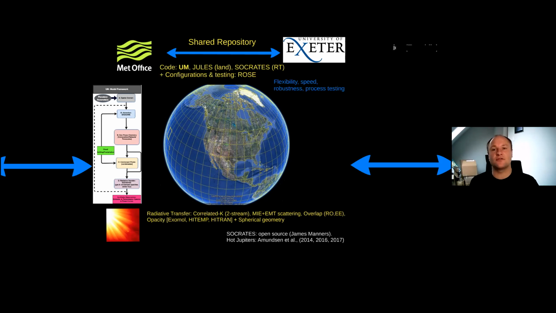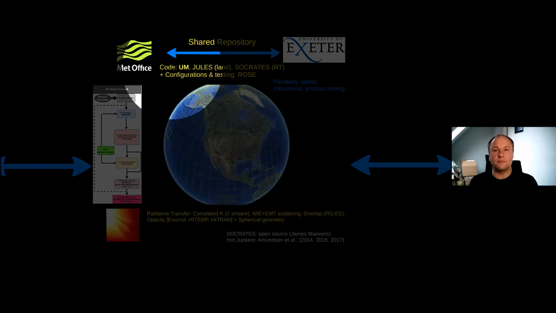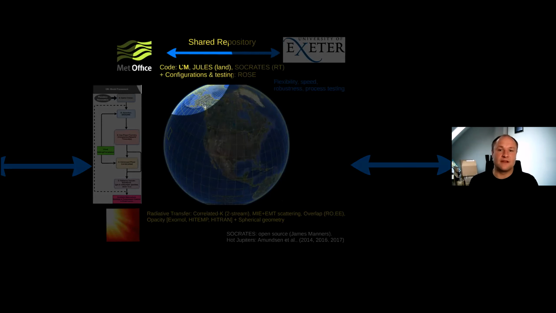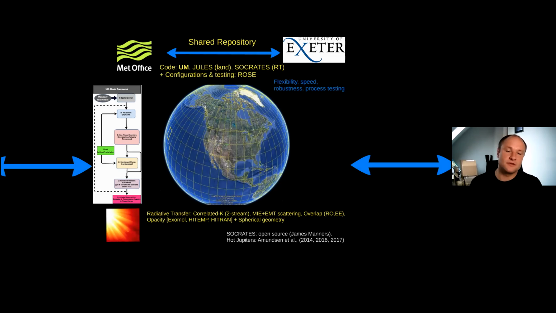So we have a connection through the model itself called the Unified Model. There's various other components that deal with the land surface, the radiative transfer, etc. But crucially, what we have is a shared code and also shared configurations. So anyone that comes into the collaboration can get a copy of the code and a setup, for example, for a basic TRAPPIST-1e or a basic HD 189733b.